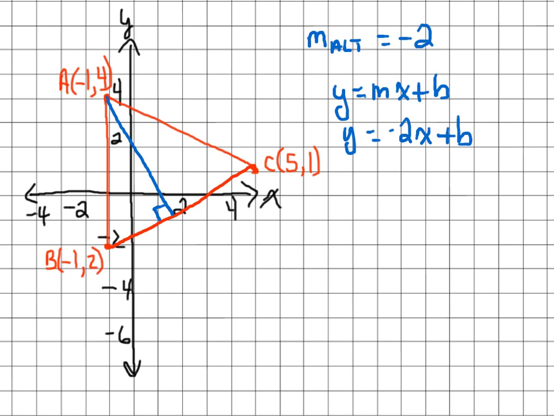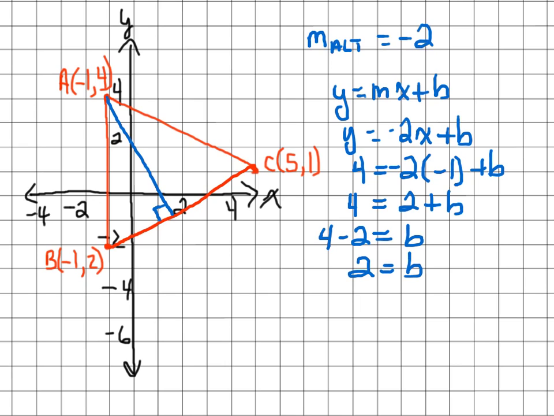So I have 4 equals -2 times -1 plus b. I have 4 equals 2 plus b, since -2 times -1 is 2. I'm going to rearrange to isolate for b, so I have 4 minus 2, because I'm subtracting 2 from both sides. 2 minus 2 is 0. So that leaves me with b, and I have 2 is equal to b.